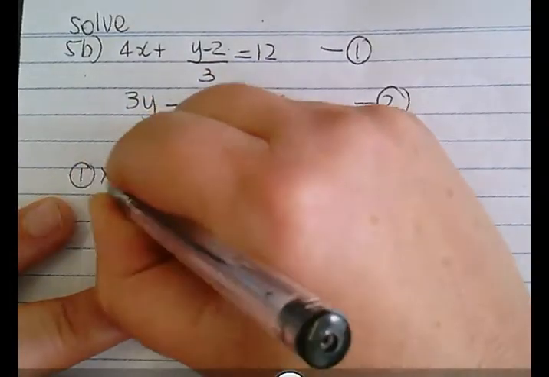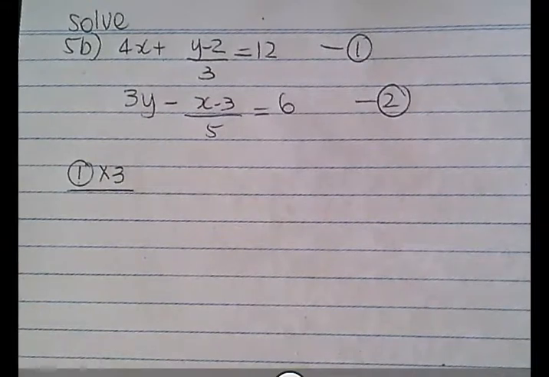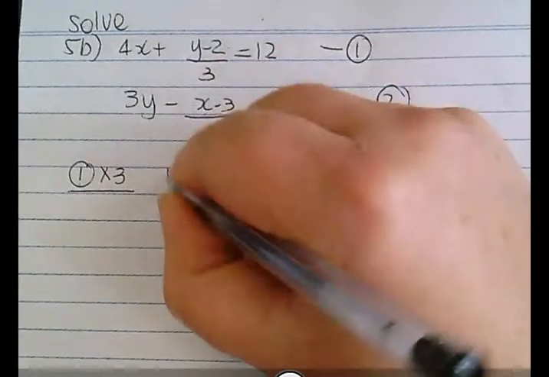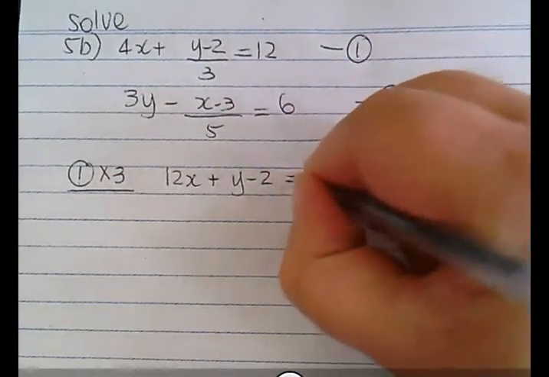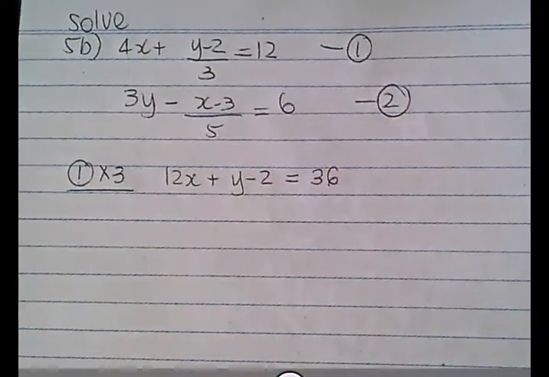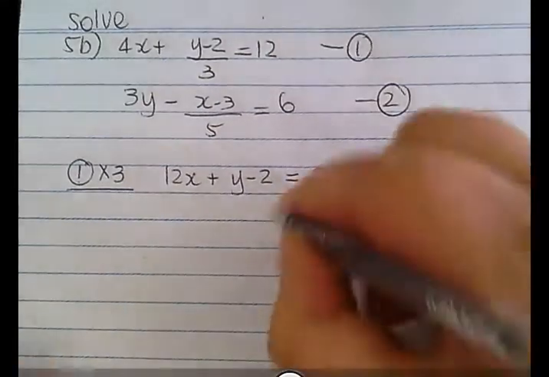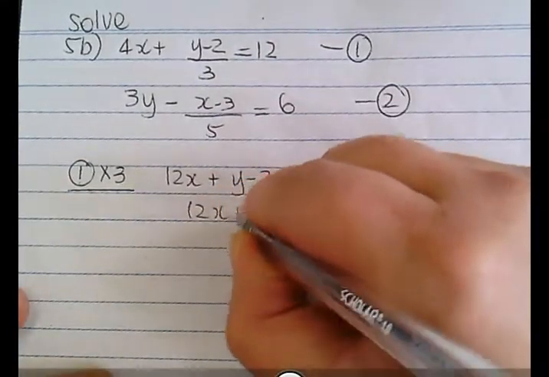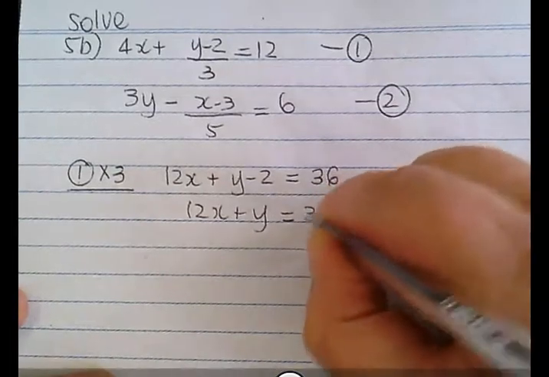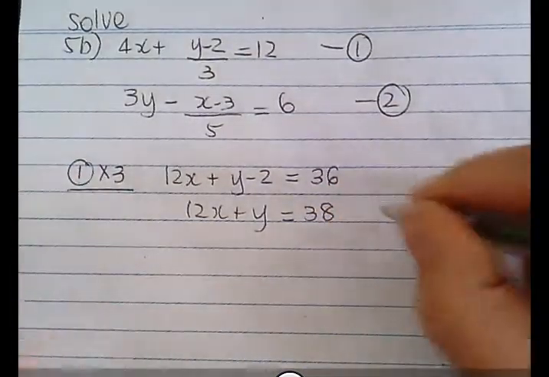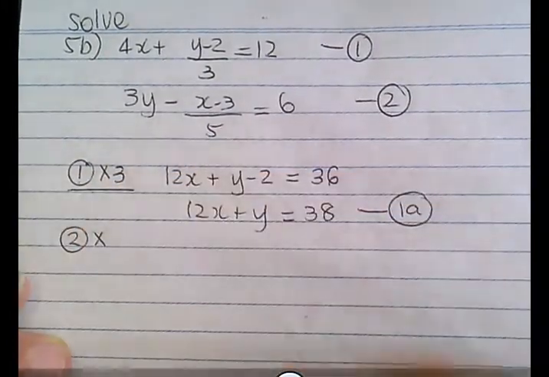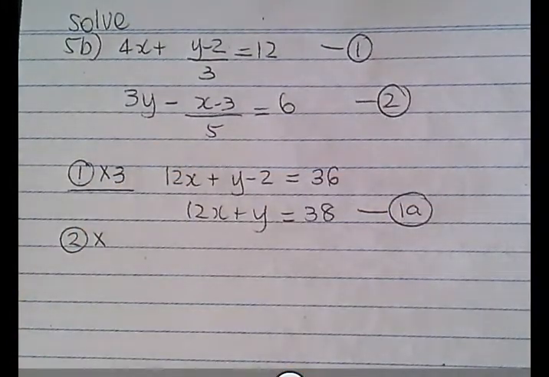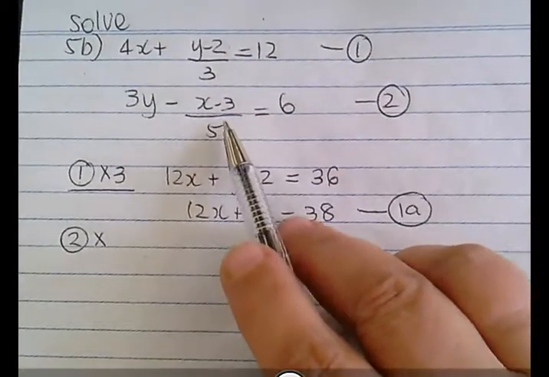Equation 1 times 3 to eliminate the denominator. What do you get? 12x plus y minus 2 equals 36. Are you okay with that? And let's put the 2 over, so I've got 12x plus y equals what? 38. So I would tidy it up. That's 1a. Then equation 2 times, what do you need to get rid of? The denominator. Need to get rid of this 5.